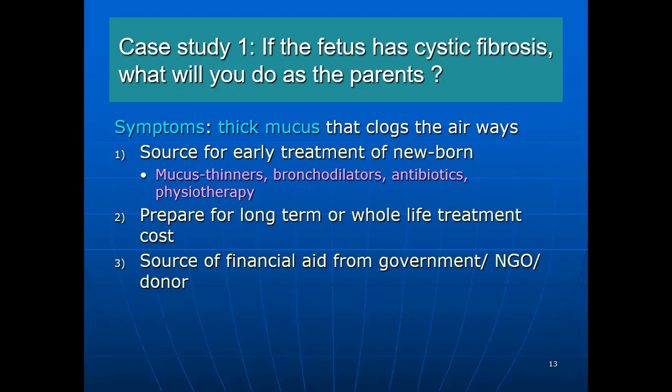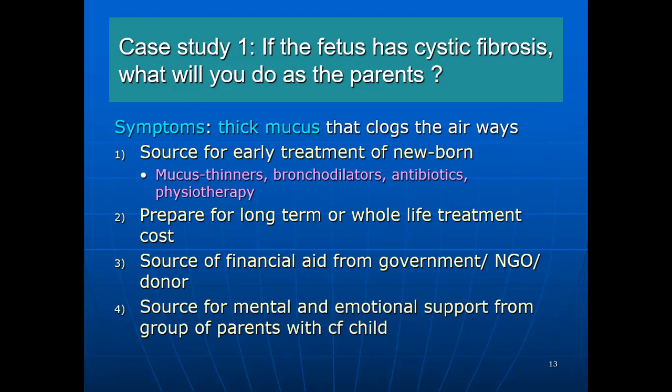Okay. Source for financial aid. So let's say you really cannot afford it, then is there any financial aid from the government? Do they allocate any special fund or not for special children? I think for Down syndrome, the government actually provides a special fund. Okay, so does the government provide financial aid or not? NGO, donor, got or not?